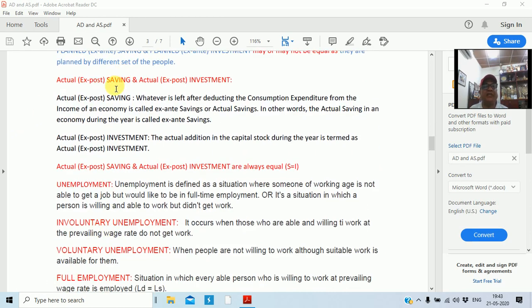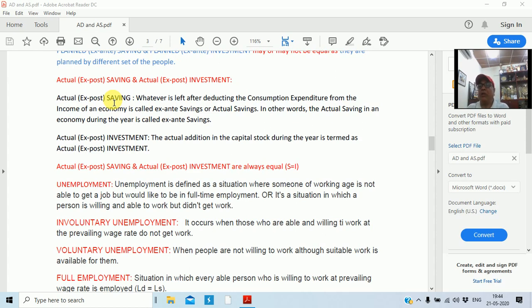Now moving to the ex-post saving and ex-post investment. I gave you the example of your own. When you start your academic session, at that time you have a desire that I am going to score this much mark in my boards. That is called plan. That is called desire. But once the board exam is over and the result is announced, then you will get the actual one. What you actually get, that is called ex-post.